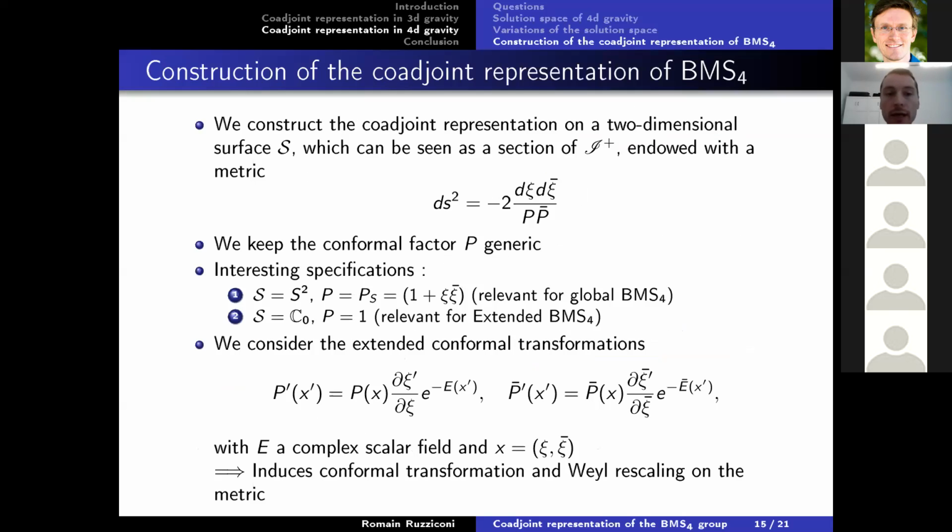So to answer precisely this question, we need to construct explicitly the coadjoint representation of the BMS group in 4 dimensions. And we will construct this representation on a 2-surface S, which can be seen as a section of null infinity scri plus. So why do we do that?